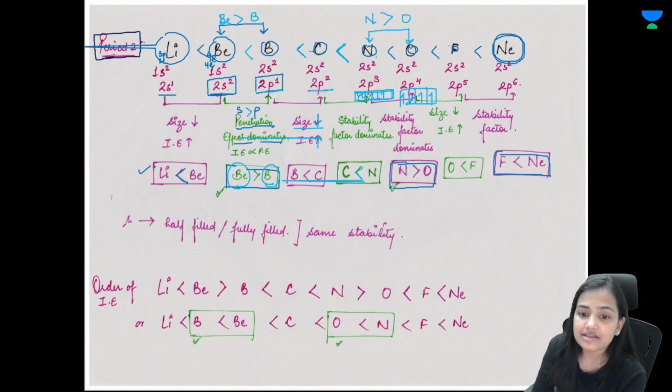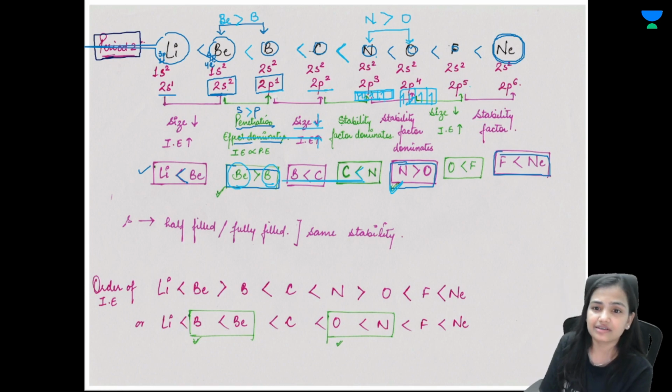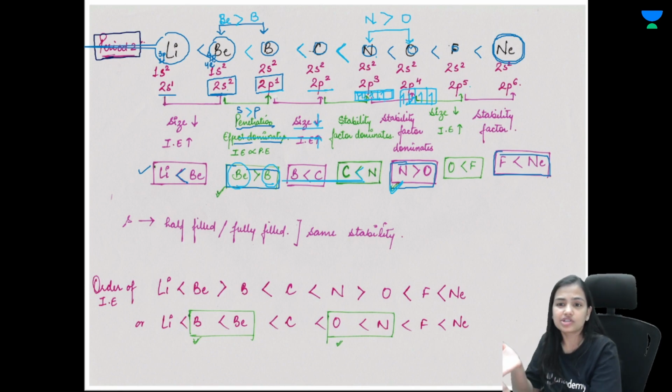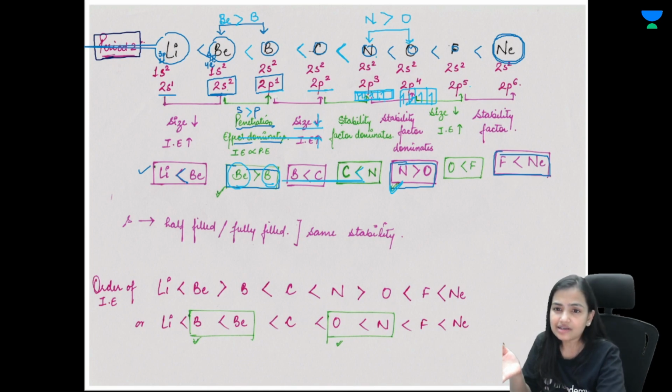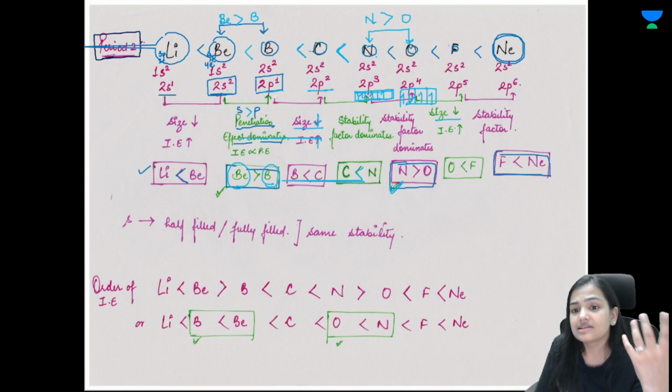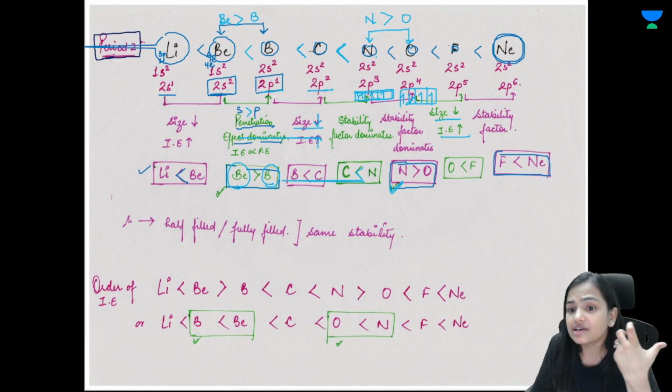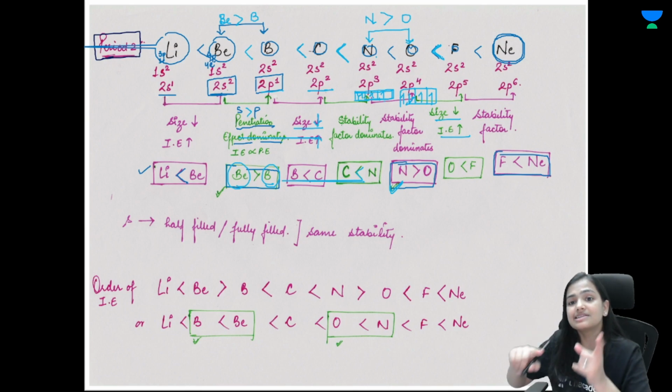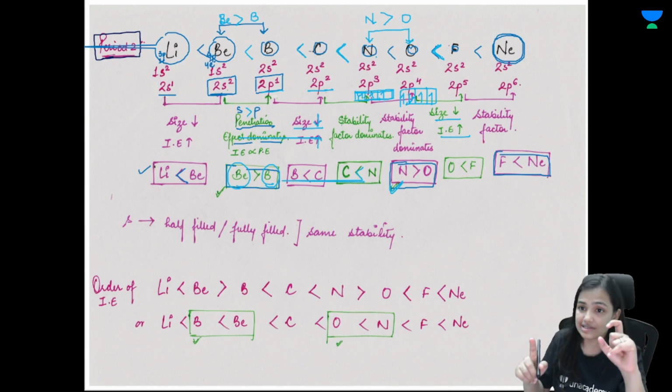So this is the case that we need to know. Now let's look at oxygen and fluorine. Oxygen and fluorine are 2p4 and 2p5. The same p orbital, no extra factor, no penetration effect, no shielding effect, no stability of configuration, nothing else. So only Z effective is dominating. The Z effective increases, the size decreases, and size decreasing means ionization energy increases. So we could easily say the ionization energy of fluorine is greater than that of oxygen.